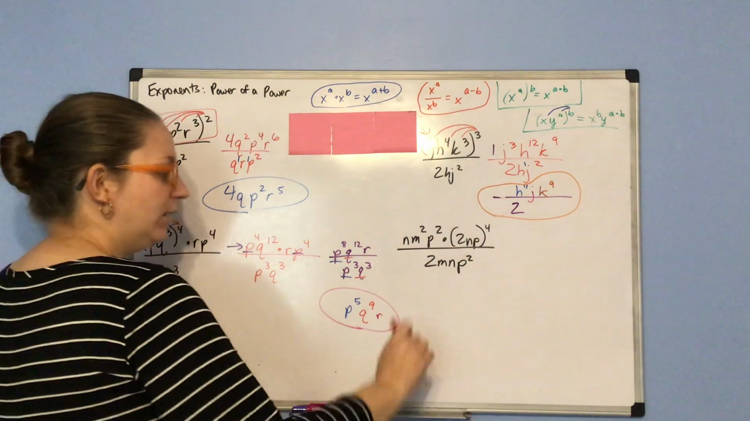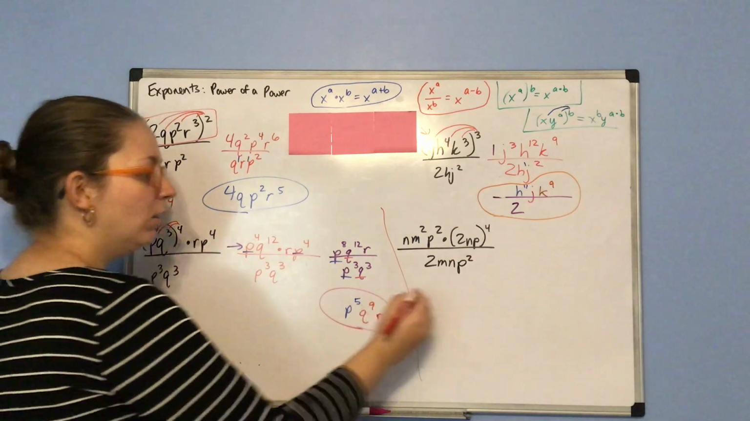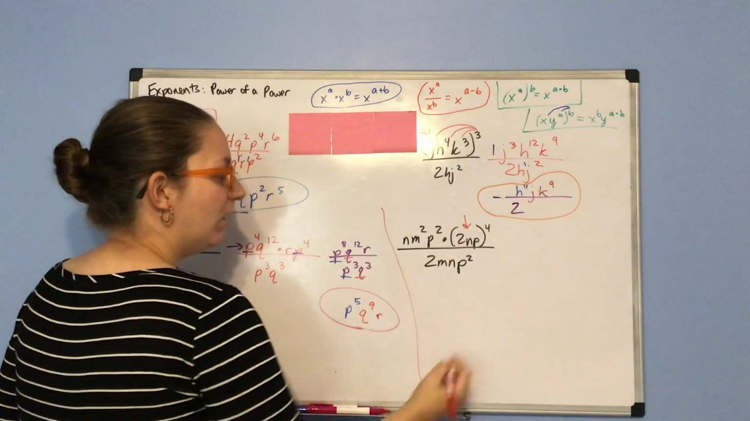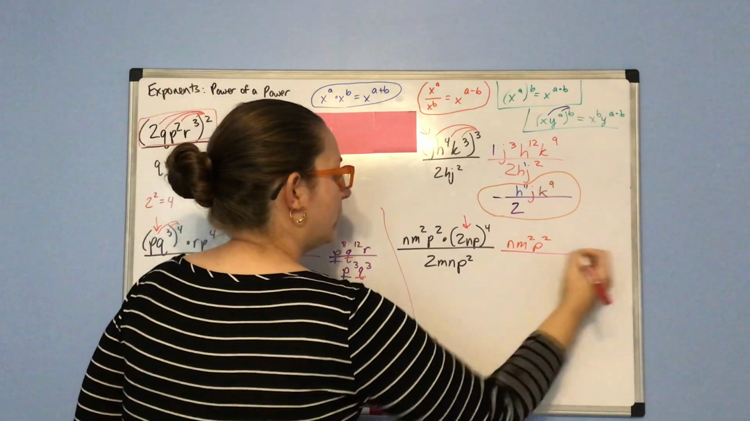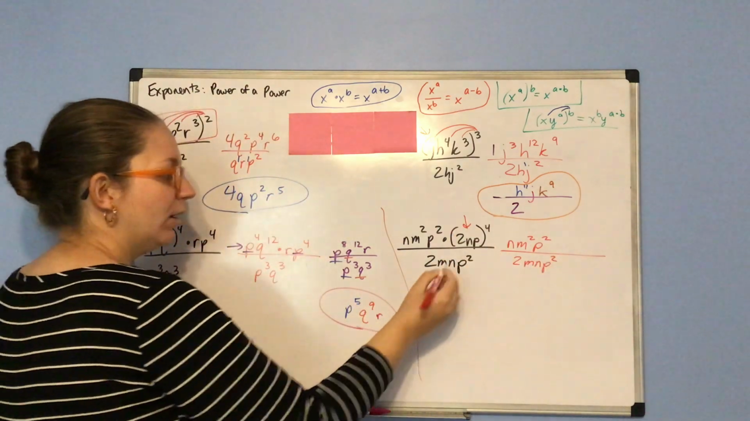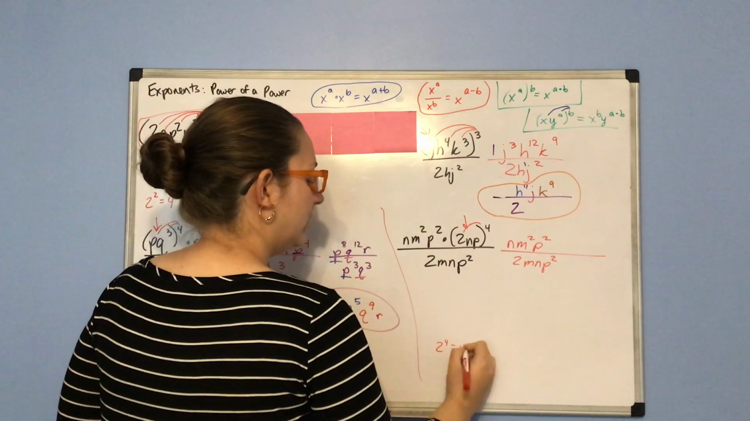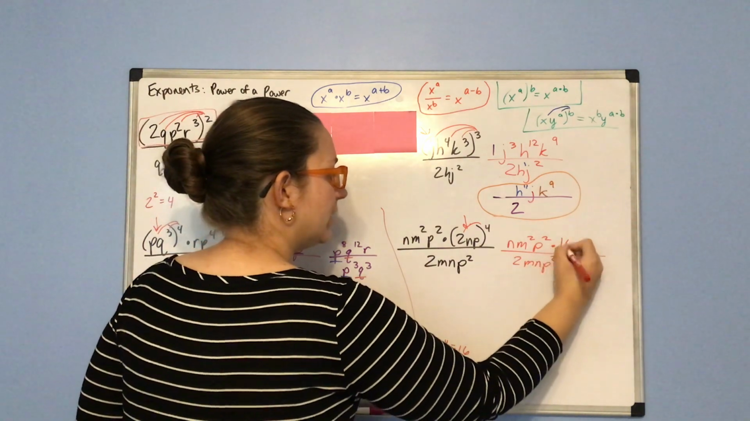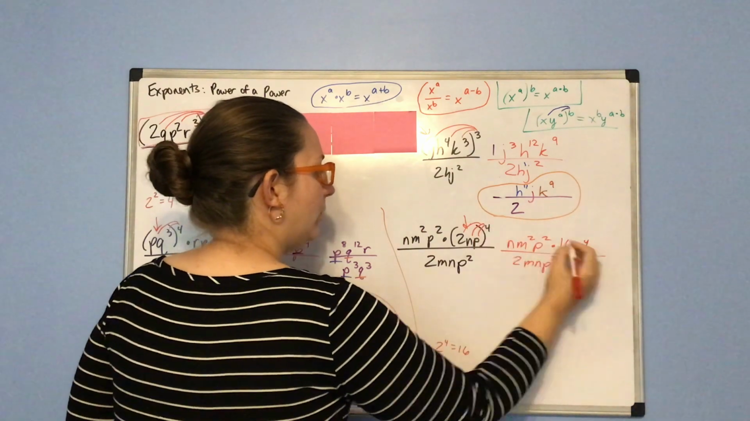Last one, very similar, but it had kind of a lot of steps, so let's just try one more like that. We need to start right here with our power of a power. Everything else is going to stay the same. Let's do the power of power part. 2 to the 4th is 16, so I'm going to get times 16, n to the 4, p to the 4.